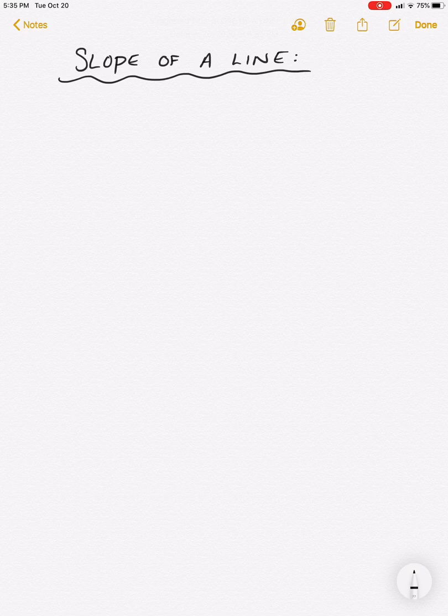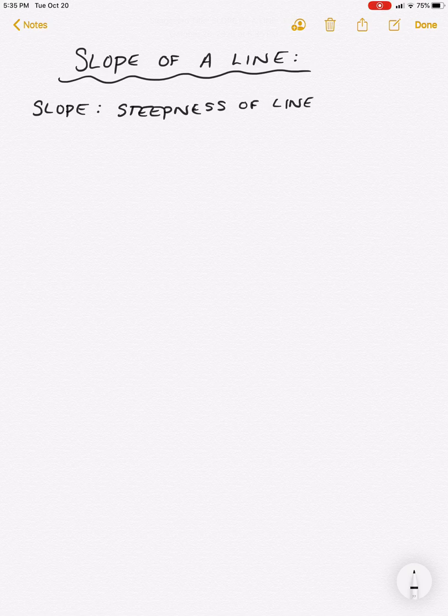Because that's usually the toughest part when we're going to write an equation later on, is first figuring out what the slope is. So let's start with the definition of slope. What are we talking about when we say the slope of a line? And what we're talking about is the steepness, okay, of that line. How quickly it increases or how quickly the line decreases.